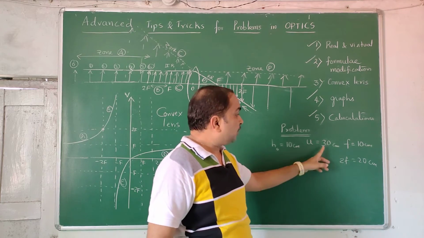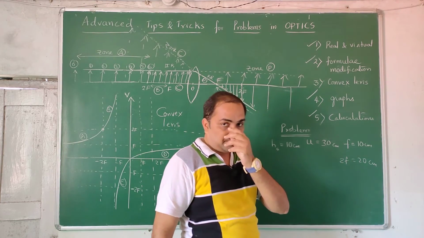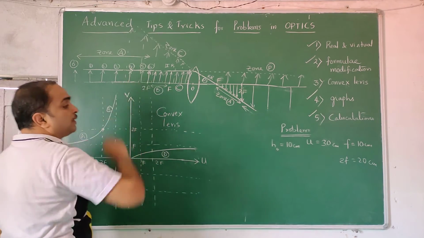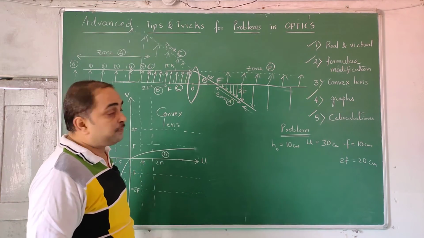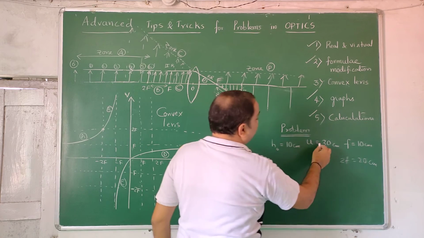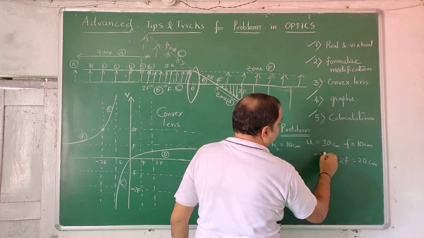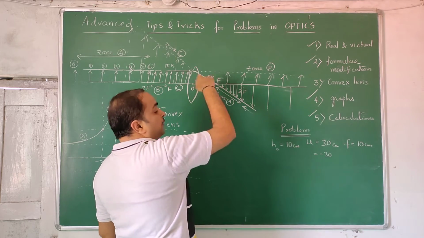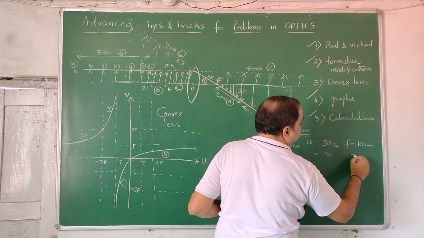So now you understand whether u is less than f, or between f and 2f, or more than 2f. So 30 is more than 20, so the object distance is more than 2f. So it will be somewhere here. And that distance in front of the lens should be taken as negative. So u is minus 30. For the focal length, this lens is going to focus on the right side, so it is plus 10.